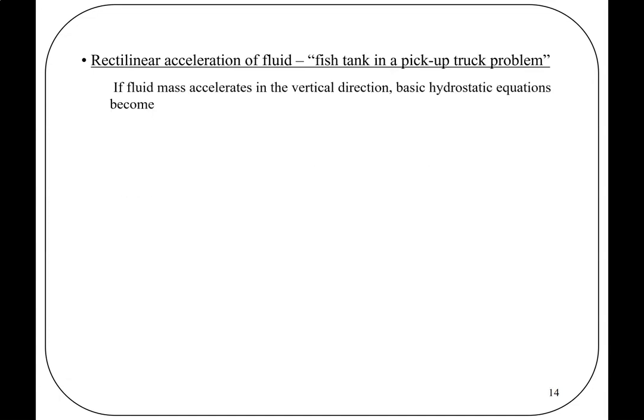So if the fluid mass accelerates in the vertical direction, the basic hydrostatic equations become the following. Partial p with respect to x equals 0. Let's put in our coordinate system here. Partial p with respect to y is 0. And then partial p with respect to z, the equation in the z direction, is this expression over here. The right-hand side is not quite 0, right? It is equal to rho times any acceleration that the fluid might experience in the z direction. So this could be a situation, for instance, of a fuel tank in a rocket that might be moving vertically upwards, right? So the rocket has an acceleration a sub z in the vertical direction.